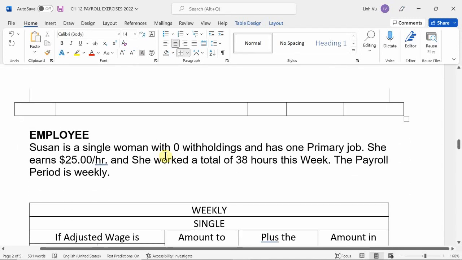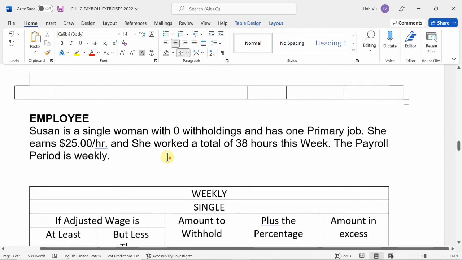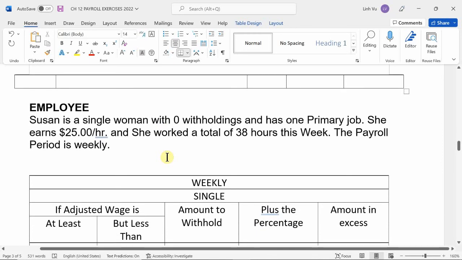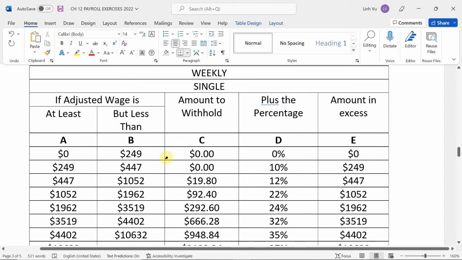So, are you able to do the next one? The last one here. Employee, right? We got Susan, who's a single woman with 0 withholdings and has 1 primary job, okay? She earns $25 per hour and she worked a total of 38 hours this week. The payroll period is weekly. So once again, here's the weekly table for a single person.